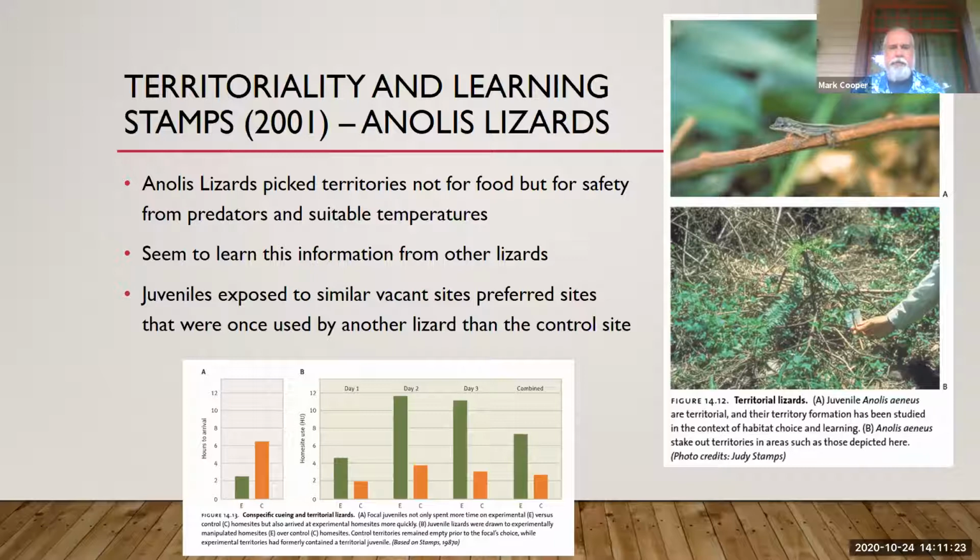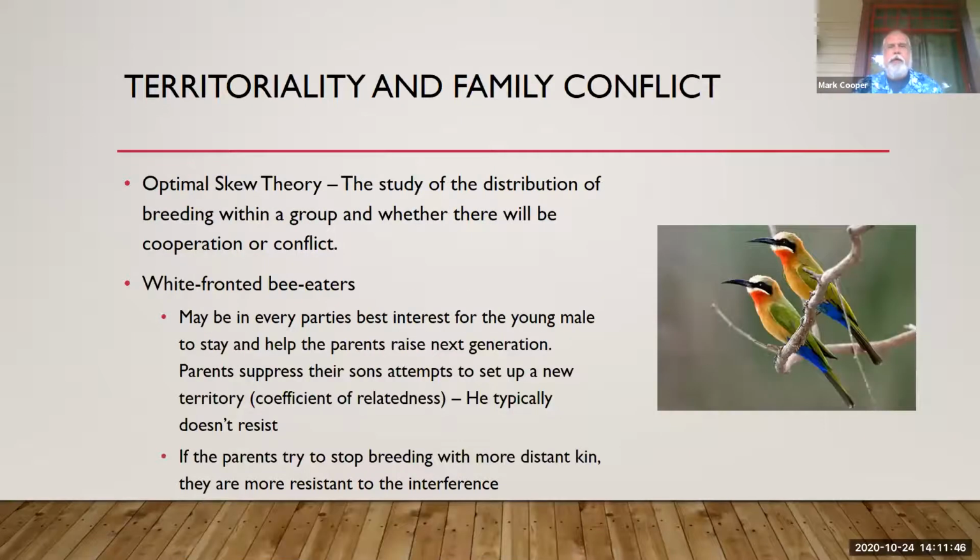They had a tendency to go after sites that were already being used, and it had to do not necessarily with food in this regard, because the food access was pretty equal. It turned out it was for safety from predators, they think, and temperature changes, because these are ectotherms and very sensitive to temperature. All right, and then the last one here will be the family conflict.